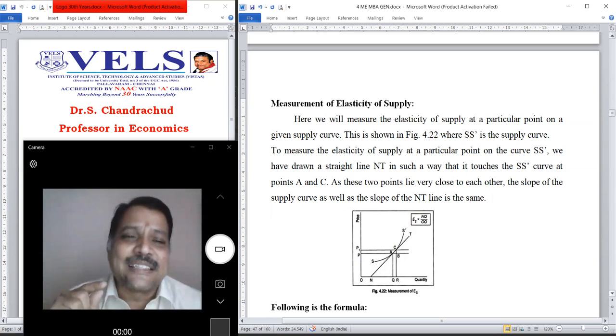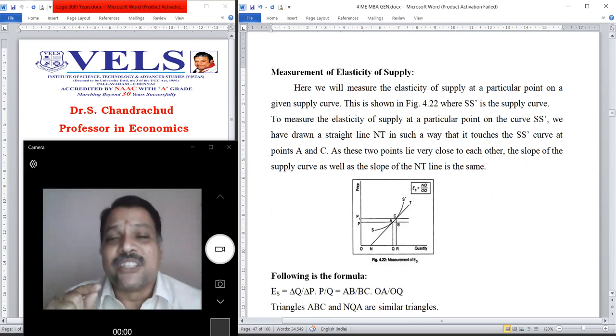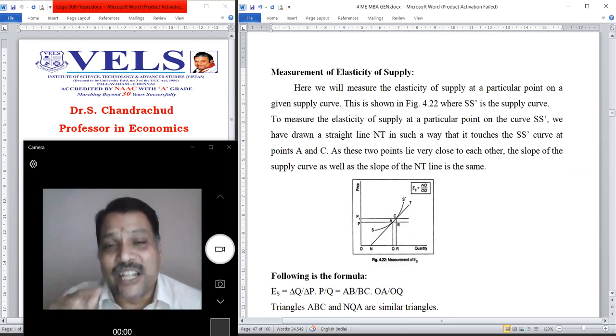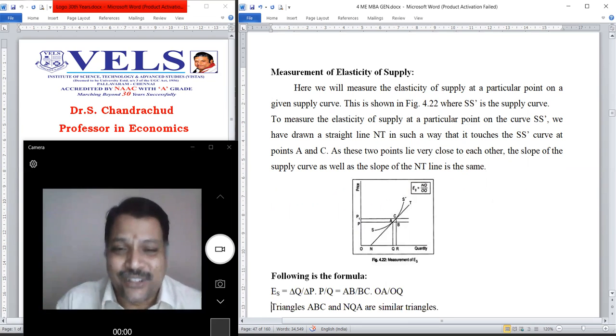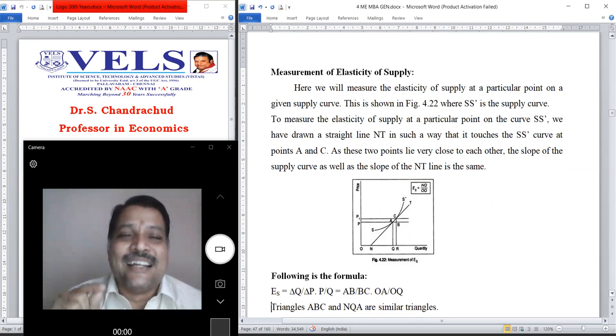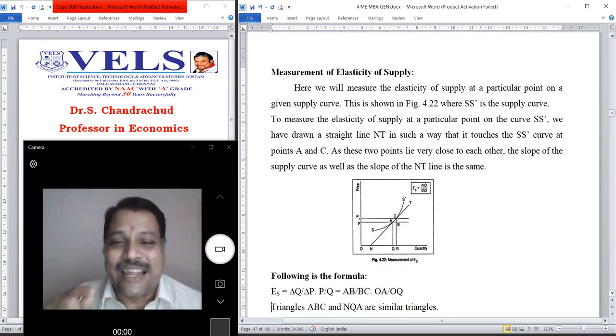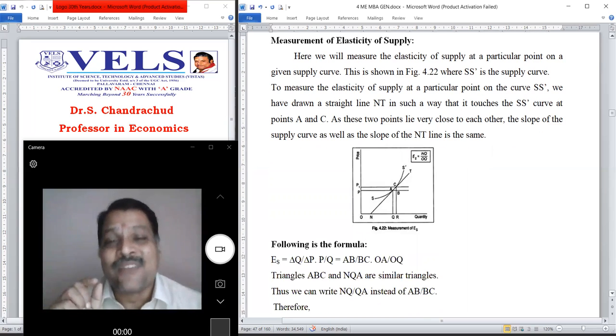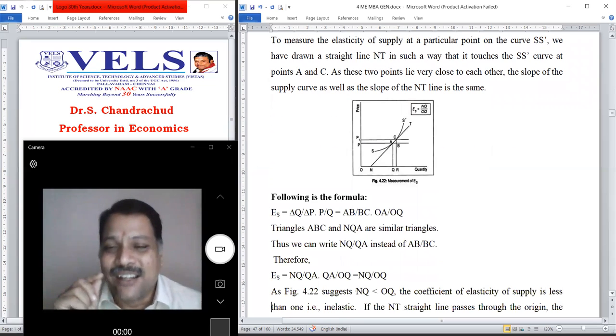Here SS represents the supply curve. To measure the elasticity of supply at a particular point on curve SS, we have drawn a straight line called NT. You can see NT in the diagram. It touches the supply curve SS at the points A and C. As these two points lie very close to each other, the slope of the supply curve as well as the slope of this line NT is the same because it makes a tangency.